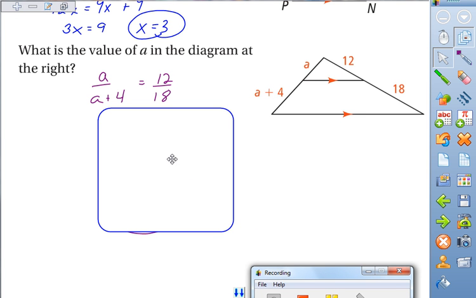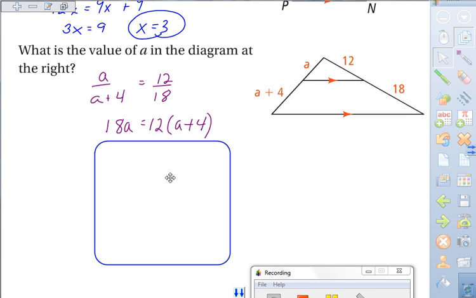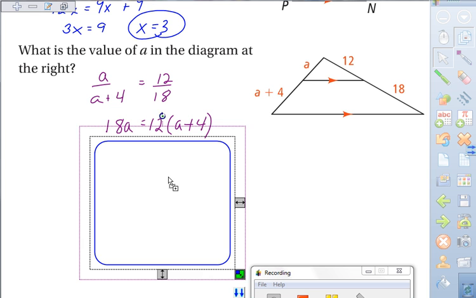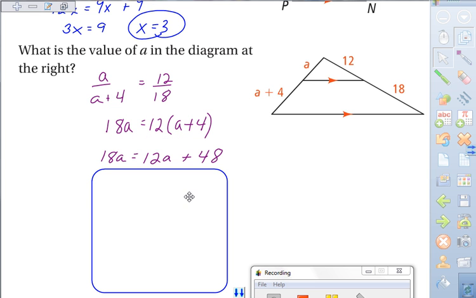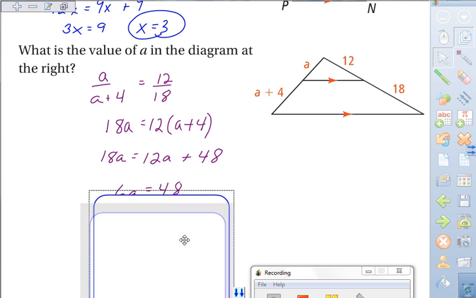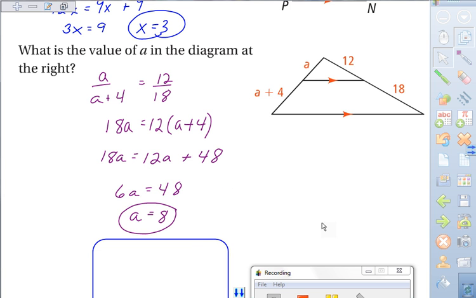So here is the solution. We get a over a plus 4 equals 12 over 18. So our first step is going to be to cross multiply. Then we need to distribute. Get our letters together, and our solution is a equals 8.